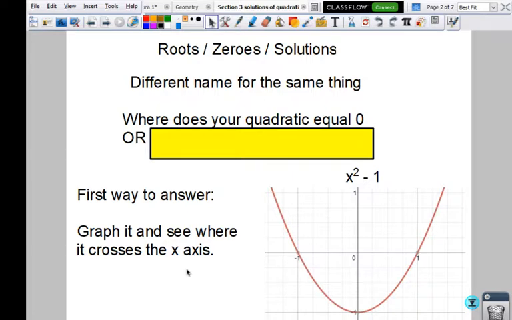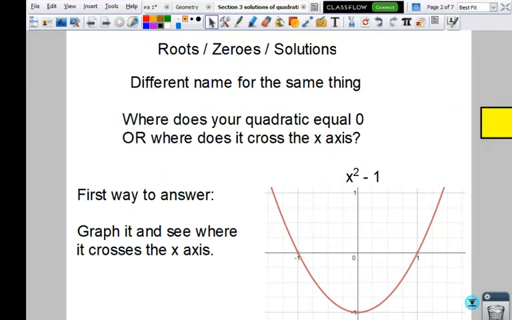Alright, so we're going to be finding roots, zeros, or solutions. They are all different names for the exact same thing. So as I go through, I might use different words, but they all mean the same thing. What this means is, where does your quadratic equal 0, or where does it cross the x-axis? When I say roots, or zeros, or solutions, I want to know, where does my graph cross the x-axis?